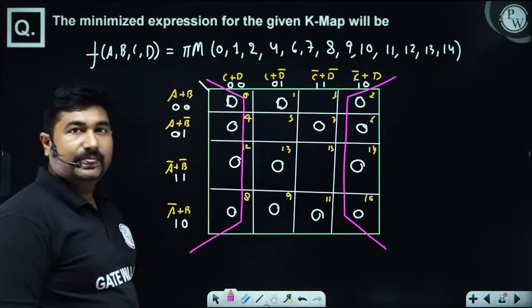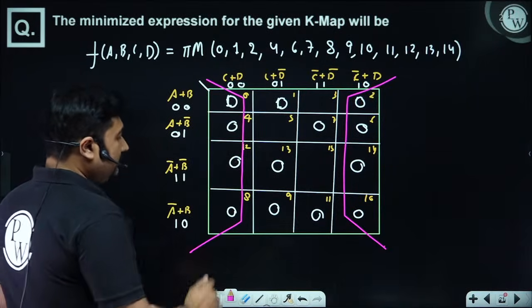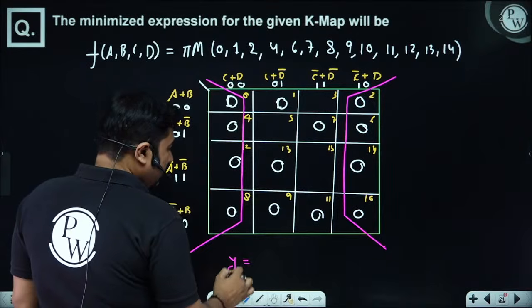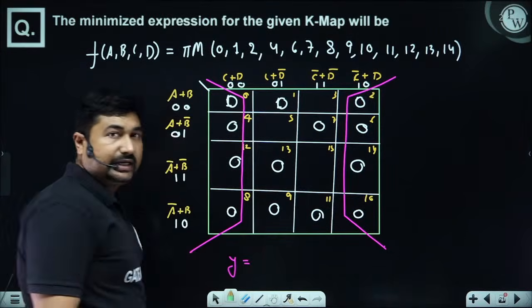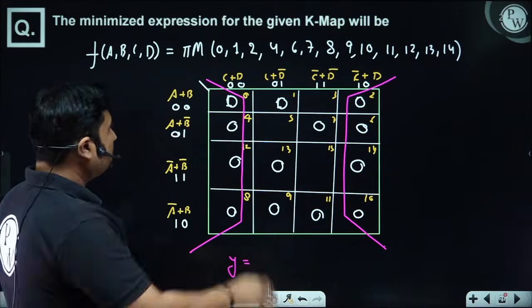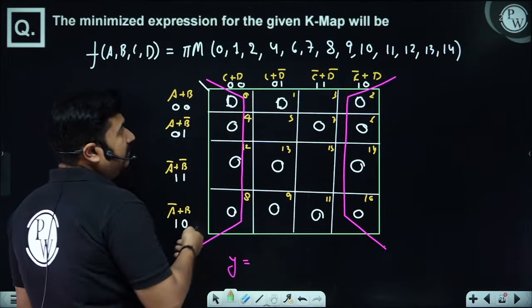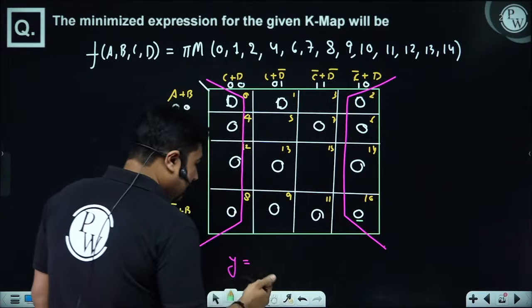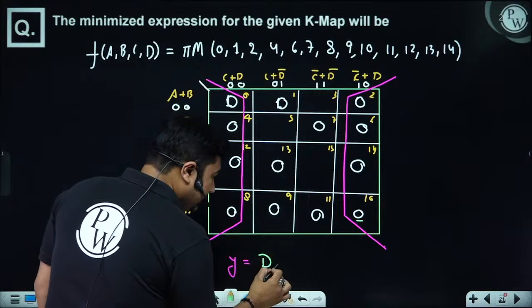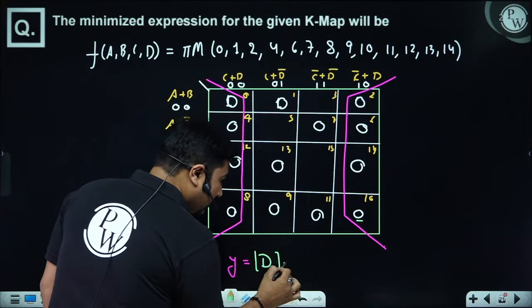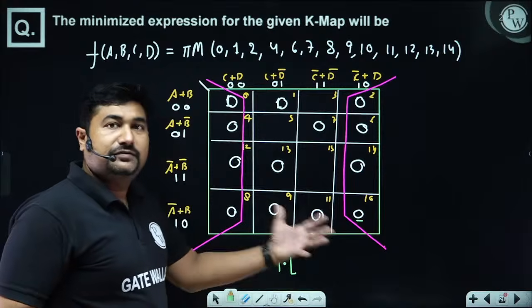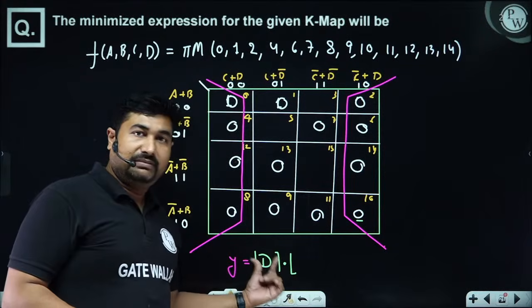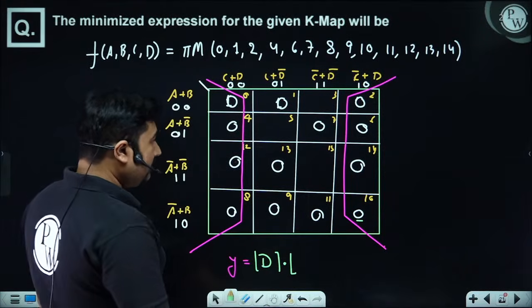Is it okay? Yes, sir. So what will this octet give? An octet can eliminate 3 variables. So this octet will give you, from here we have D and D, so in the entire grouping we have only D. Dot, because it is POS, product of sums. So we have one minimized sum term. Now next, minimized sum term.